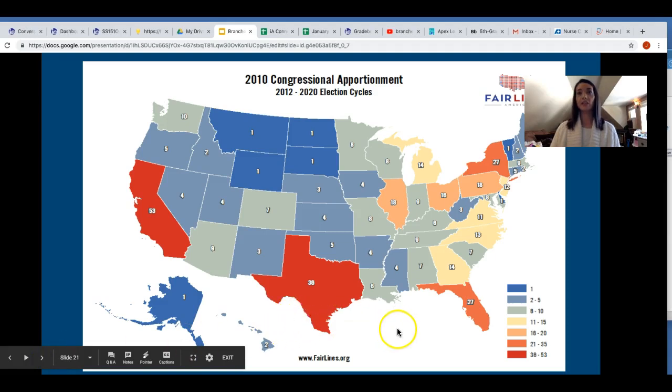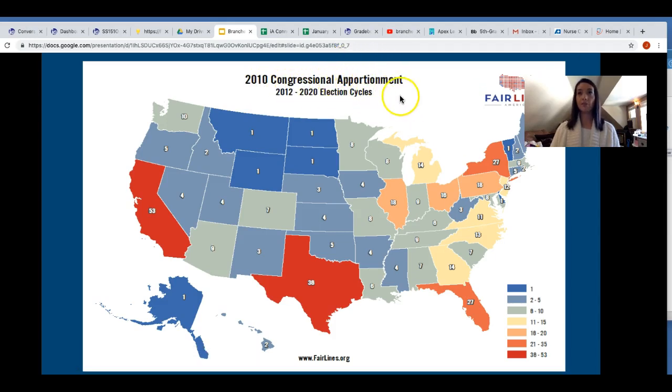And so this one, you can see numbers in each state. So this says the 2010 congressional apportionment. Apportionment means how many people get to be a representative.